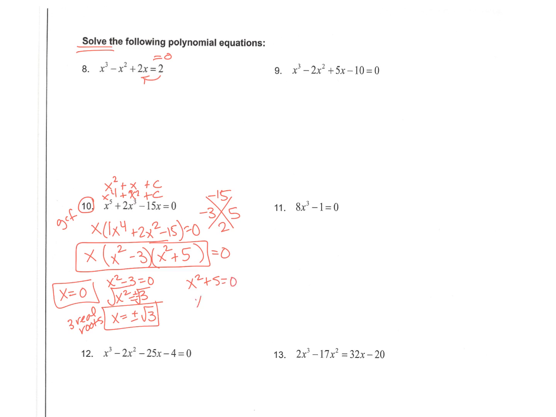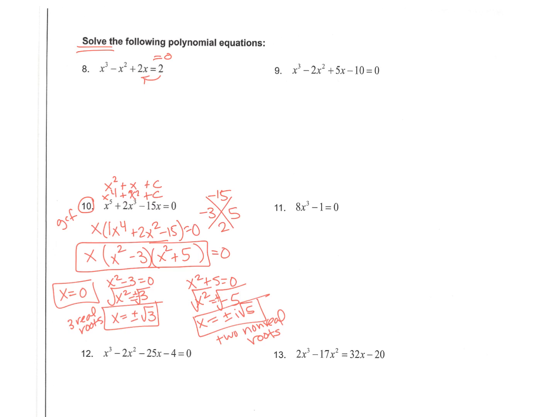I need to subtract 5 over. So I get x squared equals negative 5. And I take the square root of both sides, and I get x equals plus or minus i square root of 5. And this then is my 2 non-real roots, for 5 total roots for my 5th degree polynomial.